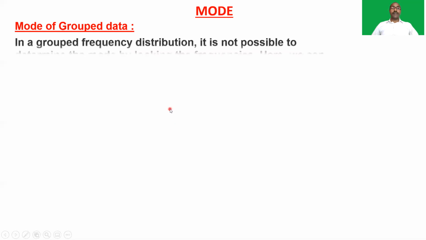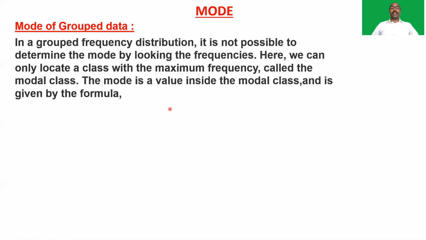Let us learn how to find the mode of grouped data. In a grouped frequency distribution, it is not possible to determine the mode by looking at the frequencies like in ungrouped data. Here we can only locate a class with the maximum frequency, which is called the modal class.